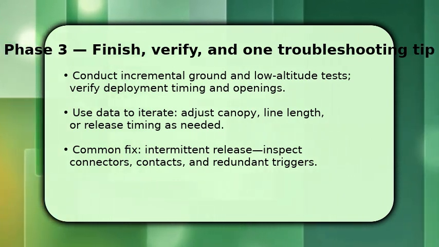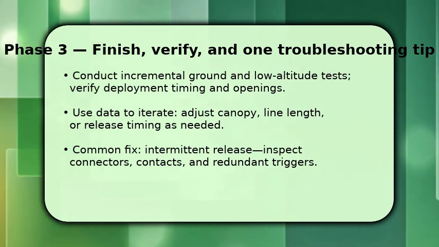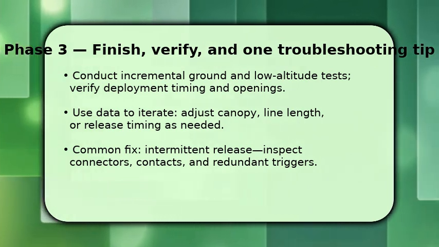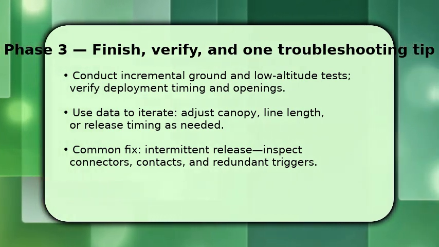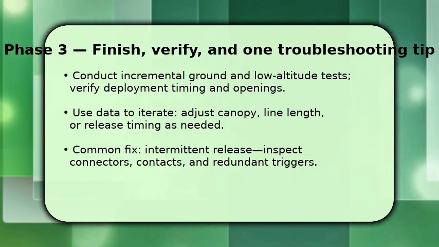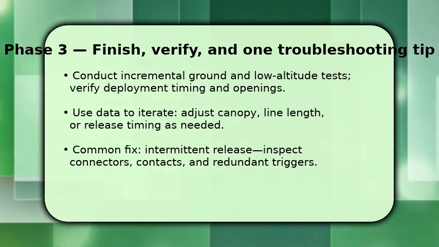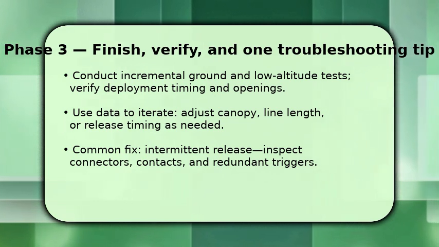If deployment is intermittent, inspect connectors, electrical contacts, and redundant trigger paths for corrosion or poor seating. Replace suspect components and retest. Remember, don't proceed to higher-risk trials until each stage meets clear criteria.